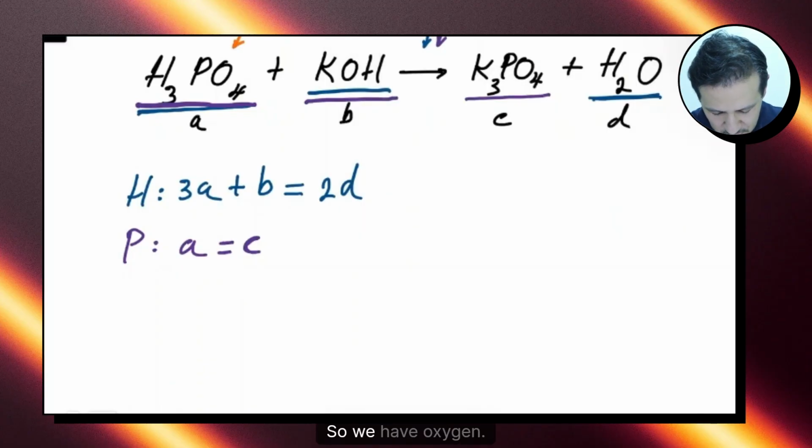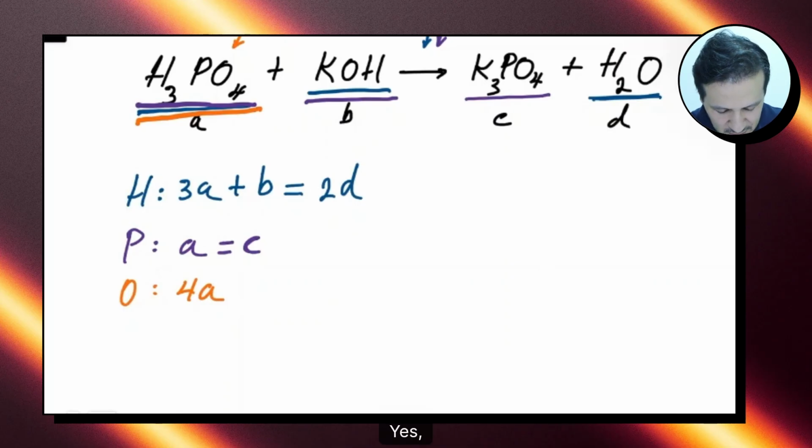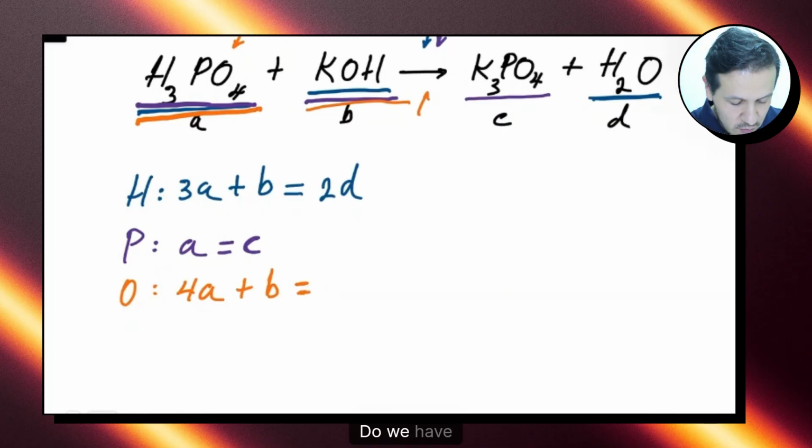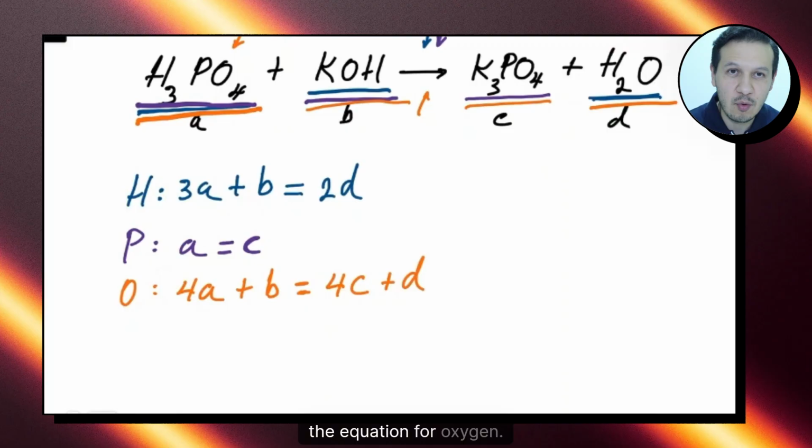Now, let's do it for oxygen. Do we have oxygens in A? Yes, we have 4 oxygens, so that will be 4A. Do we have oxygens in B? Yes, we have 1 oxygen in B, so that will be plus B. Then we have an equals. Do we have oxygens in C? Yes, we have 4, so 4C. Do we have oxygens in D? Yes, we have oxygen in D, plus D. That's the equation for oxygen.